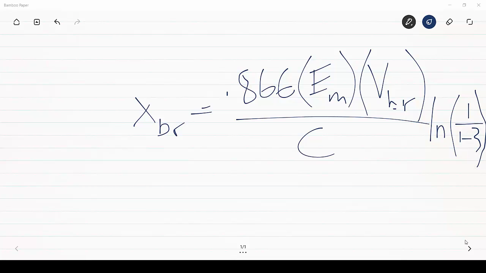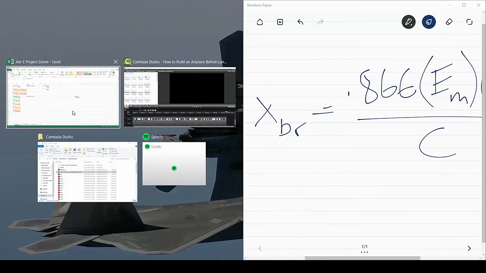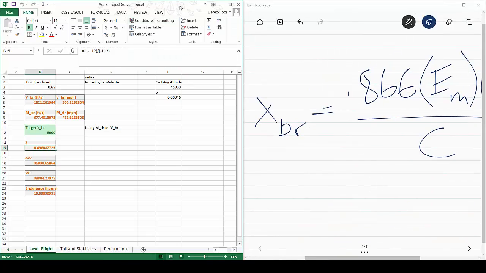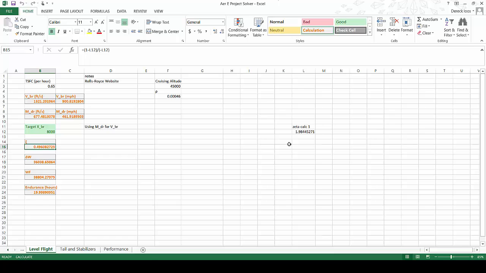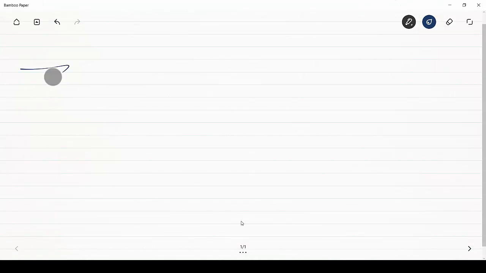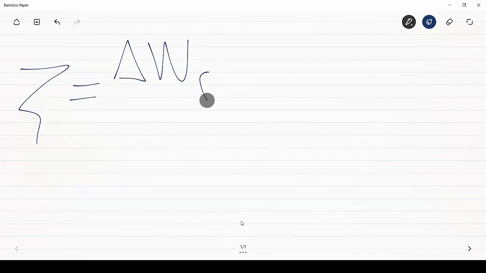Since this is somewhat tricky to type into Microsoft Excel all at once, I split it up into two different steps. As you can see right here, I have zeta calc 1 and the actual calculation for zeta. But now we can set zeta equal to delta WF over W1. And that's going to look like this. Zeta is equal to delta WF over W1.